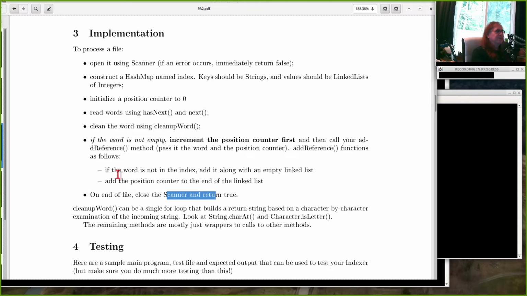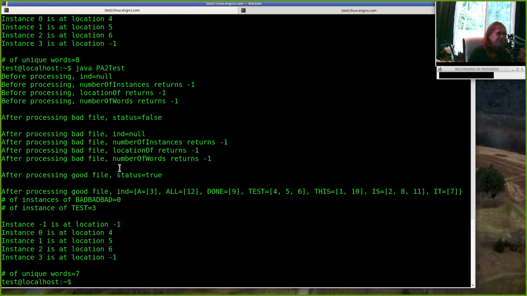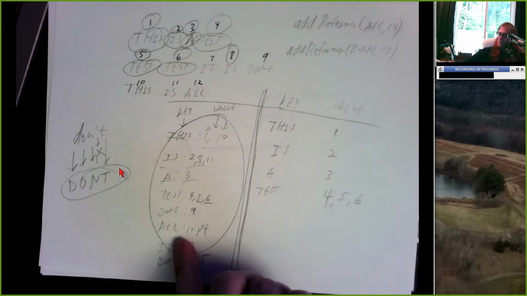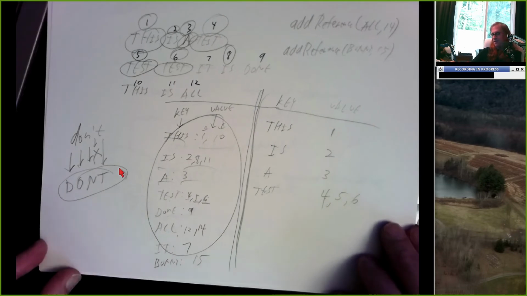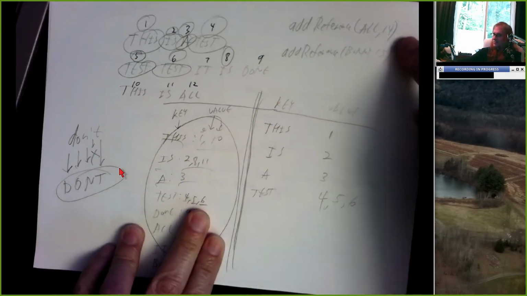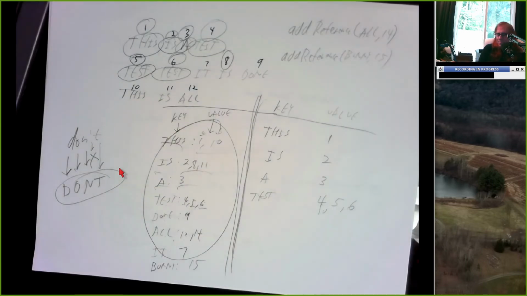All right. Add reference basically does these two steps that I described before. When you call add reference and you give it a word, first look in your hash table to see if that word is found. If it is, get the linked list associated with it, add the reference number to the end of the linked list. And since the linked list has an add method, just use that linked list's add method.